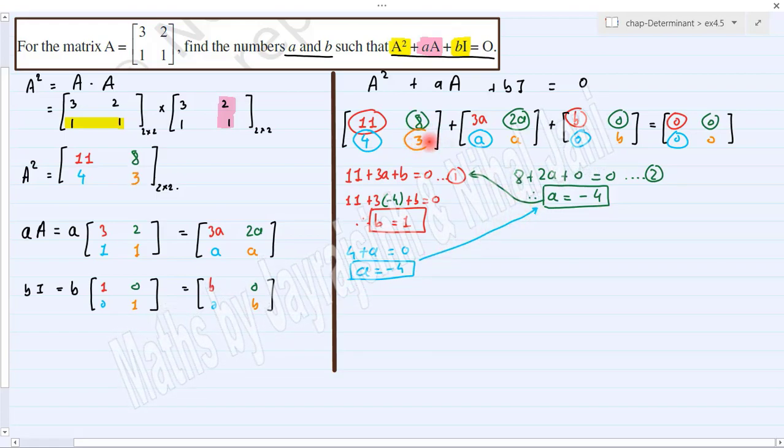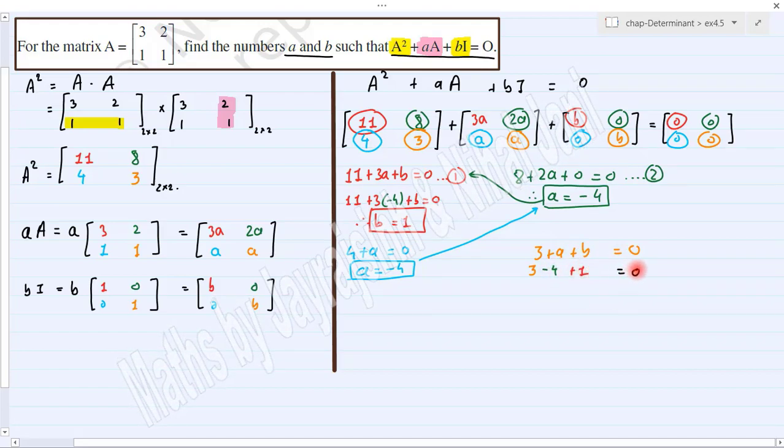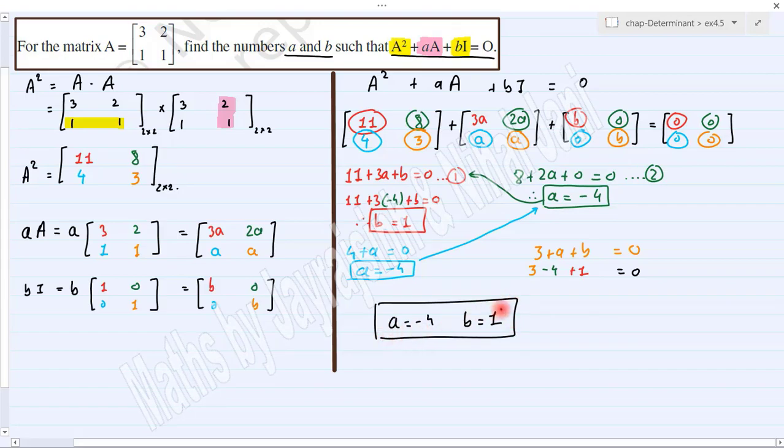Now compare the last element and you will get 3 plus A plus B is equal to 0, which satisfied the value of A and B. So we can say we have unique value of A and B which satisfied our matrix equation. Ta-da!